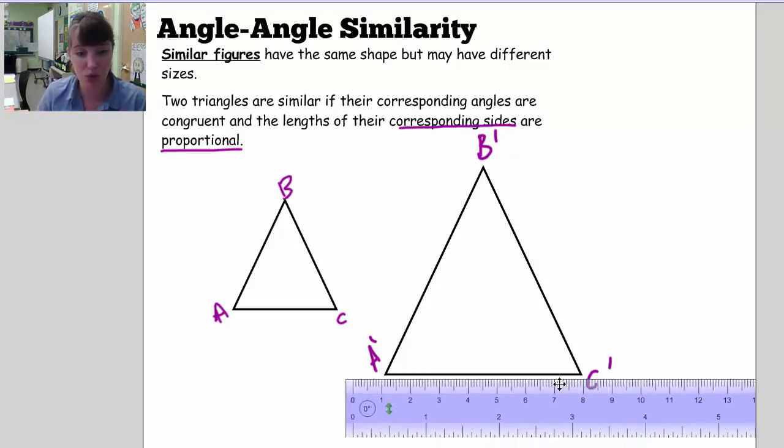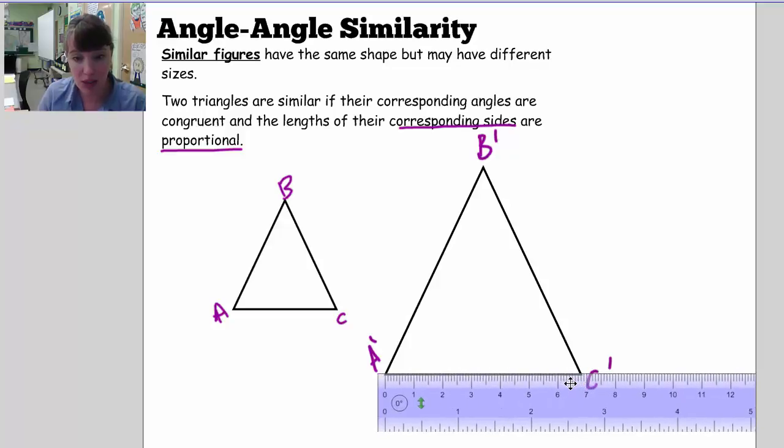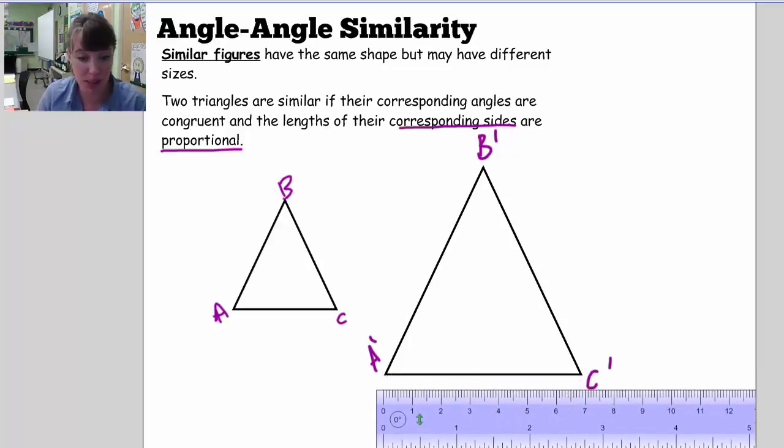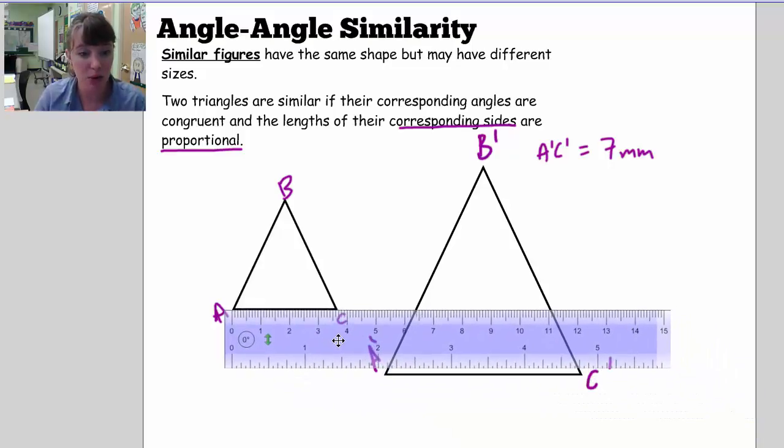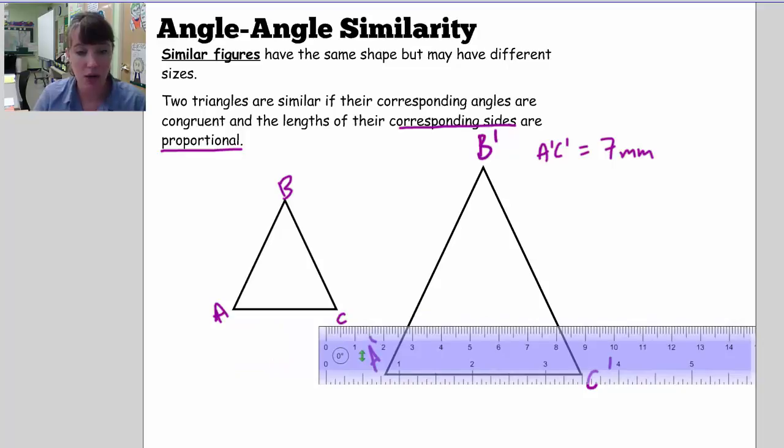So for instance, if I take this ruler and I measure this side length, A prime C prime is about 7. So A prime C prime is equal to 7, and this should be millimeters, according to our scale on this video. And if I measure AC, this is about 3.5. So AC is equal to 3.5 millimeters. And if I divide these, I get 2.